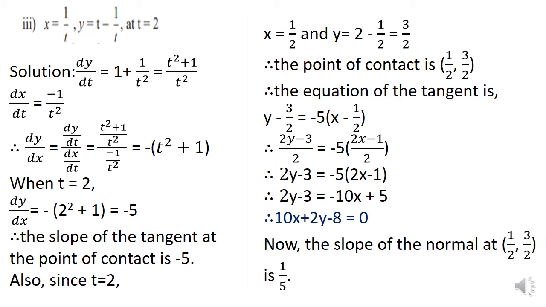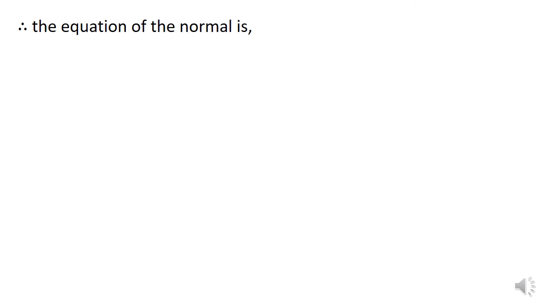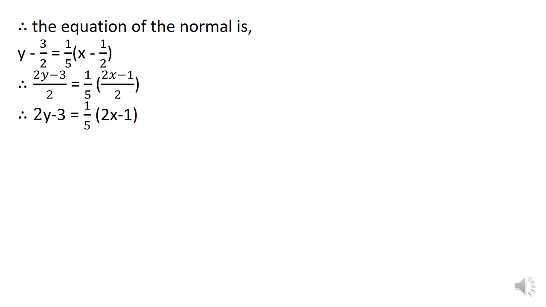Then slope of the normal at the same point of contact is 1 upon 5. Why so? Because the slope of the tangent is minus 5. Thus we get the equation of the normal by applying the formula like this. And that completes the sum.